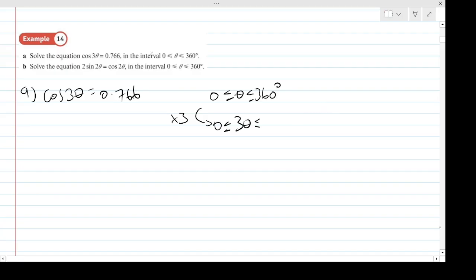1080 there. And that is our new interval. If I rewrite it, it's going to be between 0, 3 theta, 1080 degrees. That is where we need to find our solutions. Now we're going to solve in the usual way. We can sketch the cosine graph to help us spot where the solutions would be.